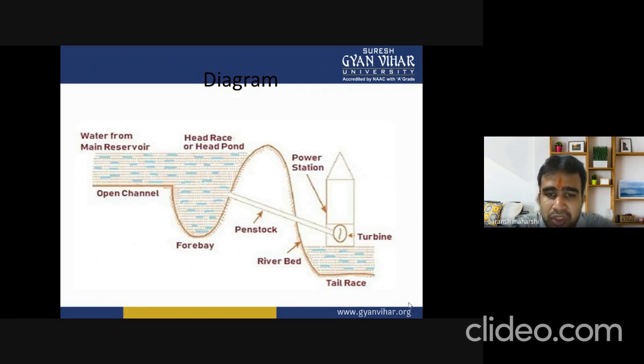Here we use the turbine, which converts any form of energy into mechanical energy. So it is also called a turbine, and it is connected to the power station, and the power station is connected to the headrace, and the headrace is connected to the tailrace, and the tailrace is connected to the penstock, and the penstock is connected to the forebay, and the forebay is connected to the riverbed.